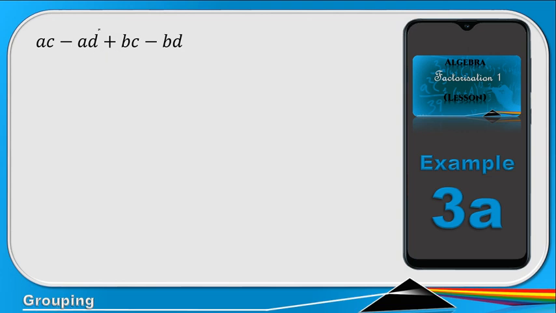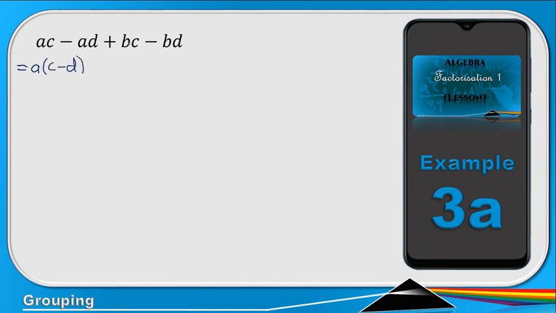So for grouping, if we look closer, we can see that in the first 2 terms there's a common factor of a, and in the next 2 terms there's a common factor of b. So I'm just going to take out the common factor from the first 2 terms. Now we're ignoring the second 2 terms. If I take out a, I'm left with c minus d.